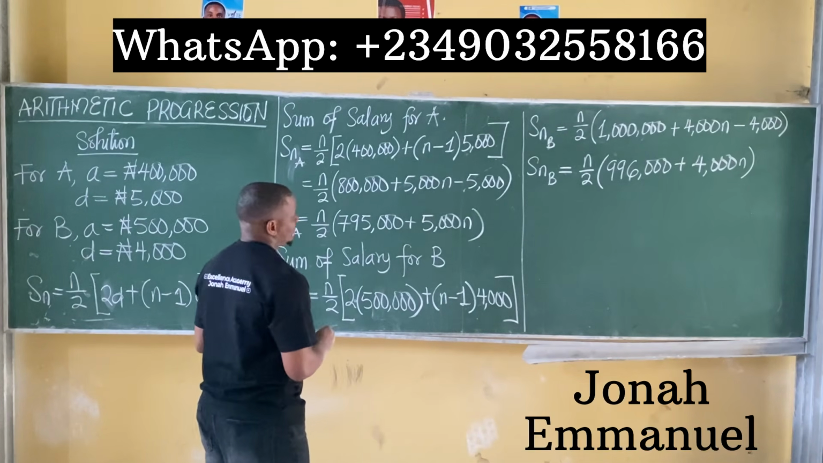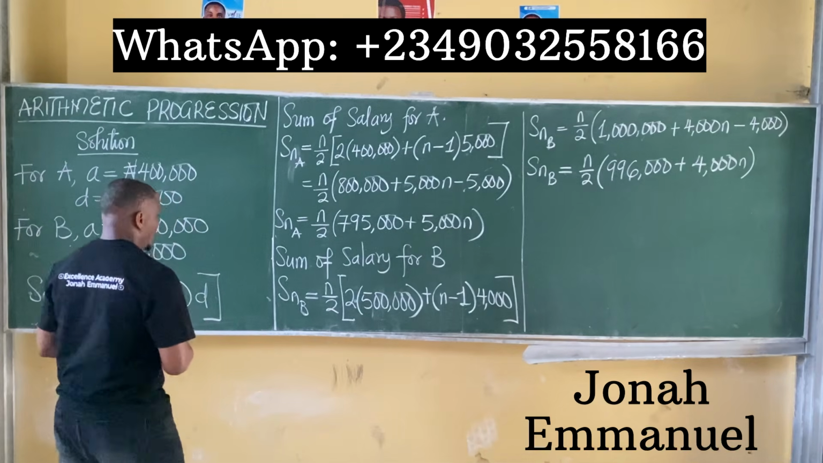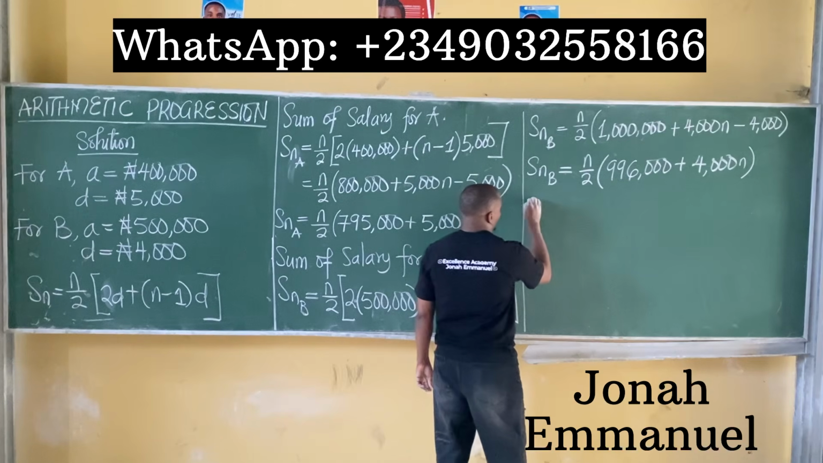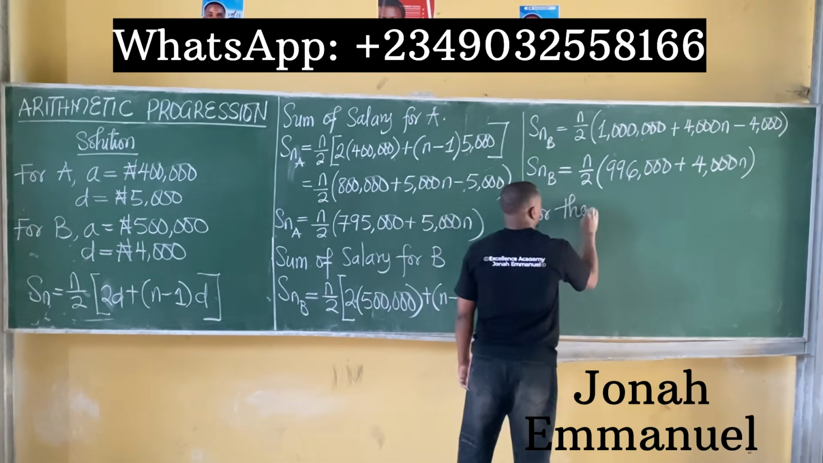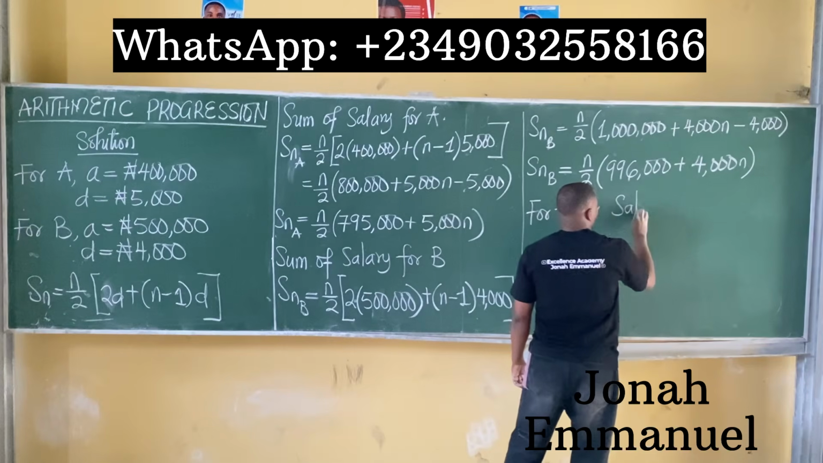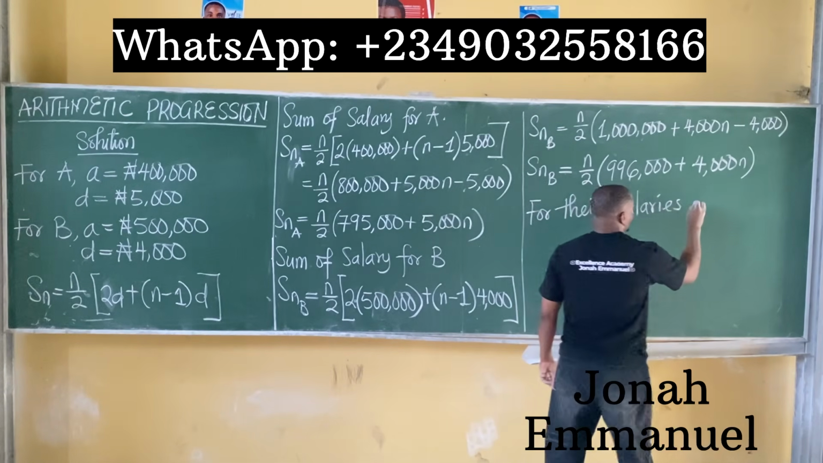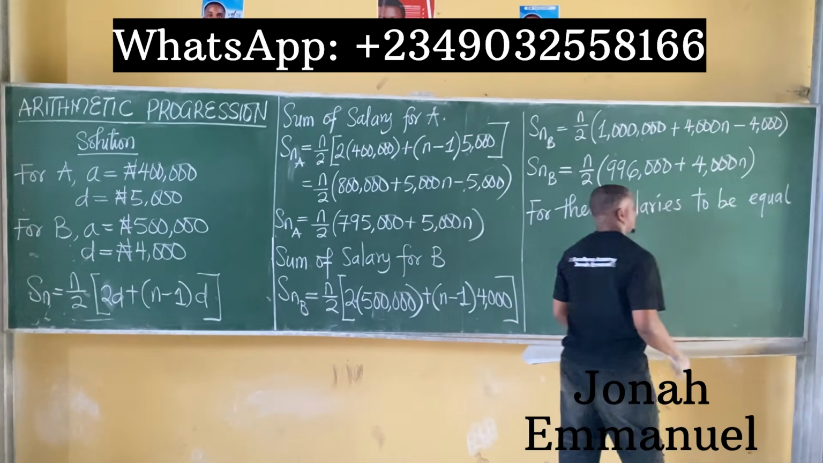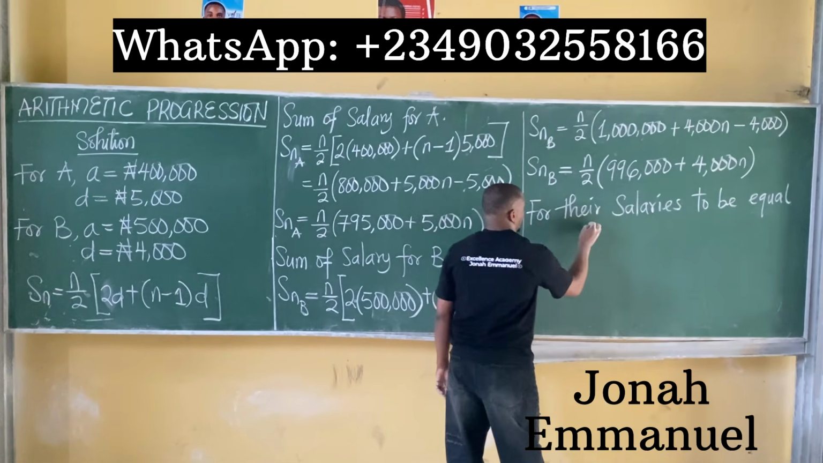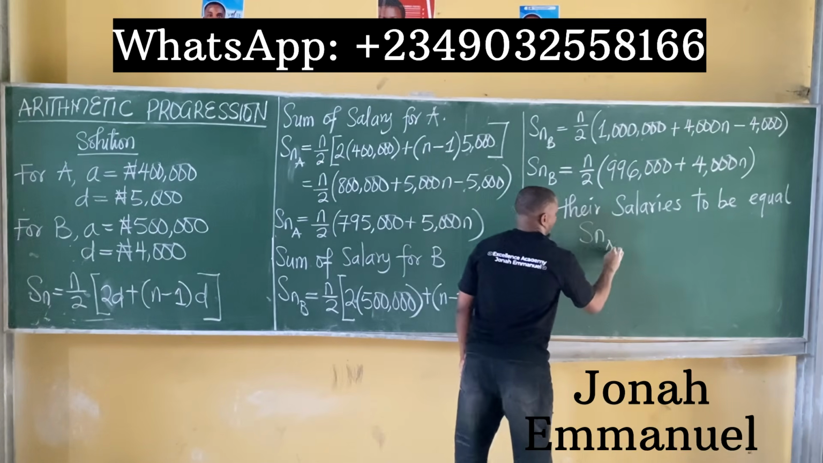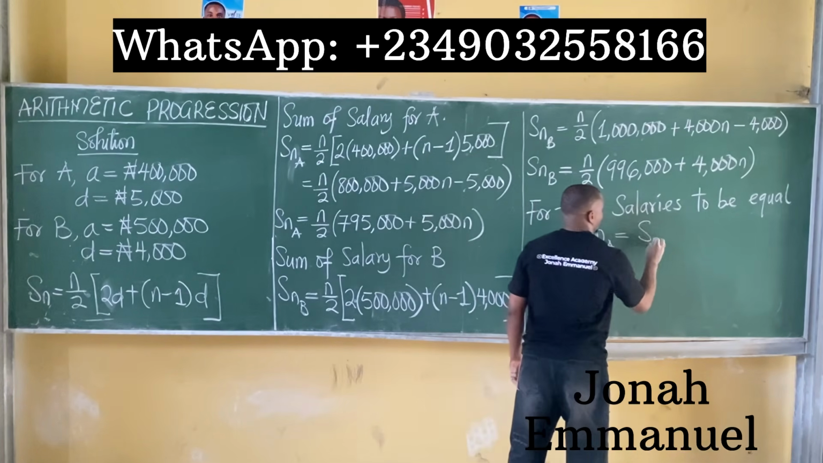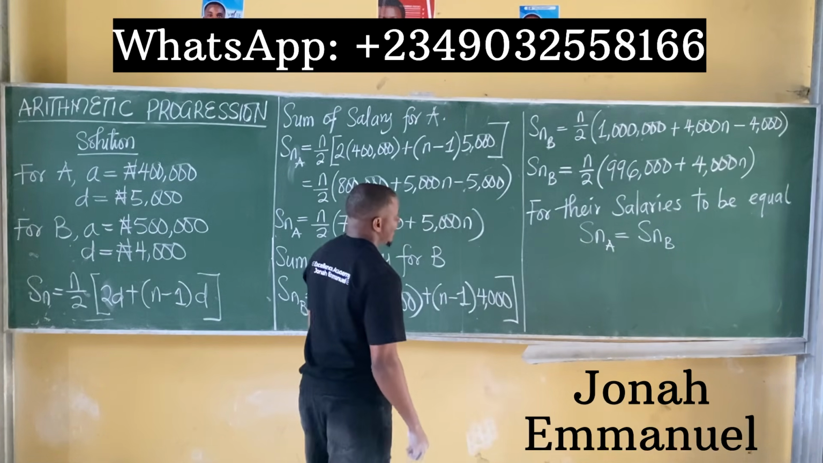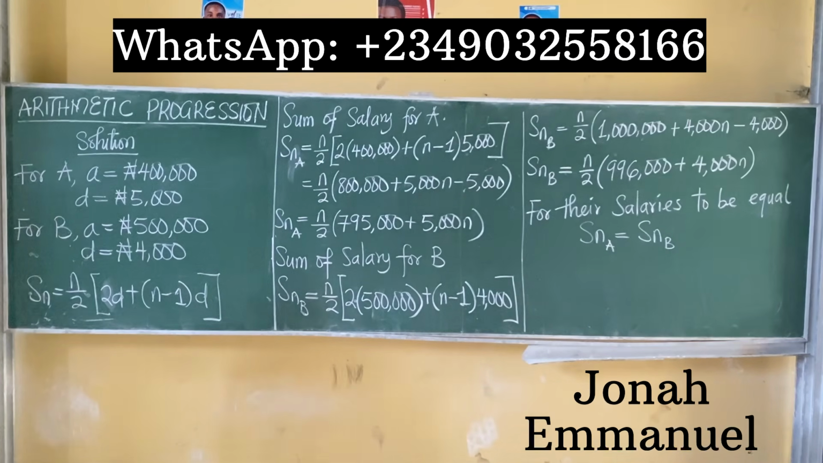All right, guys, so what next? At this juncture, the next thing we do: for their salaries to be equal, the sum of the salary for A will be equal to the total salary for man B. So let's equate them. Let me get a chalk. Let's equate them.